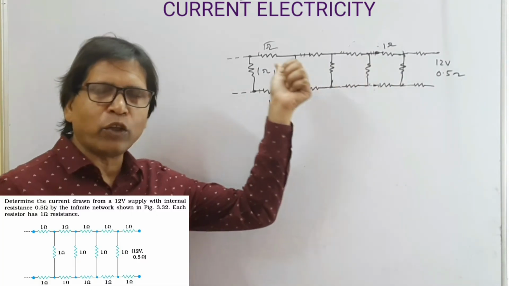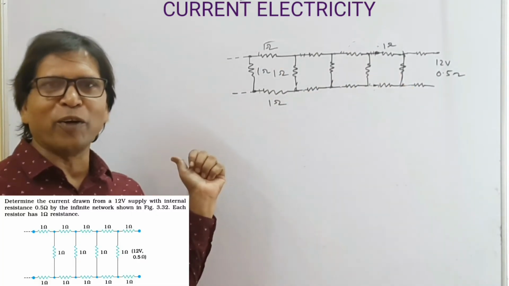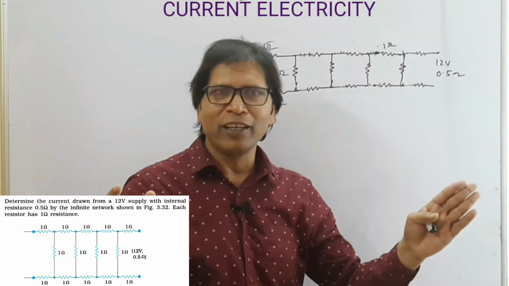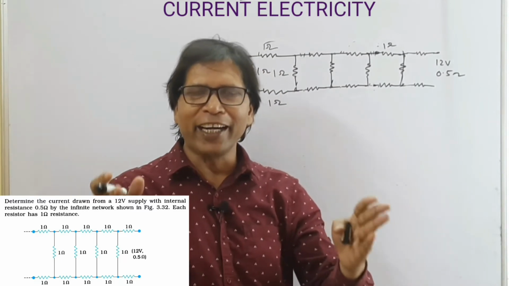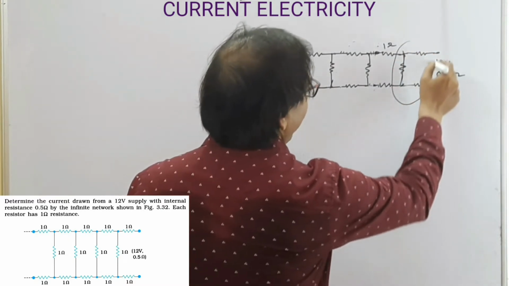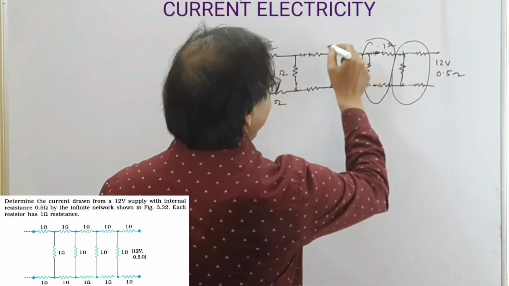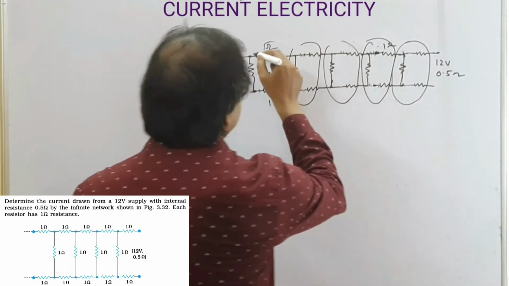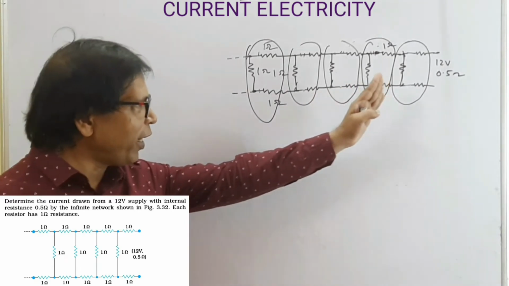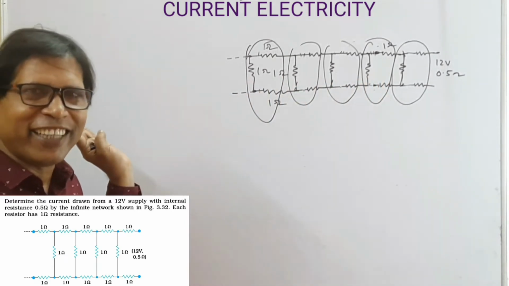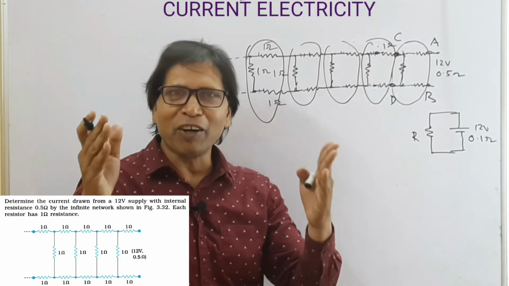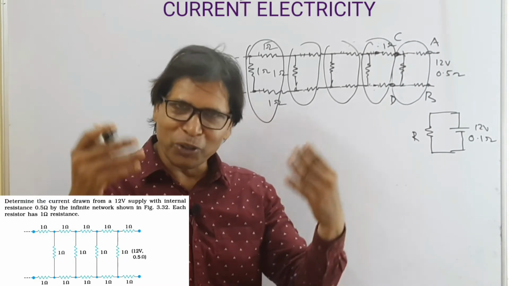Now next, look at this, all resistances are of 1 ohm. The combination is connected to a 12 volt battery. Now we have to calculate the current drawn from the battery. This is an infinite combination, so these types of branches are of infinite number. Suppose the equivalent resistance of this combination is R. So the equivalent resistance between C and D is also R, because infinity minus 1 is also infinity.